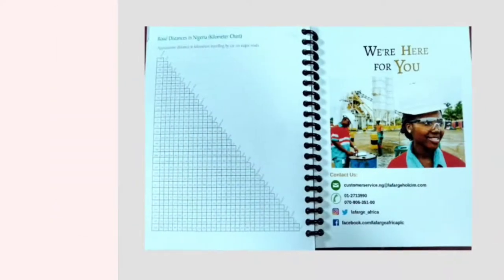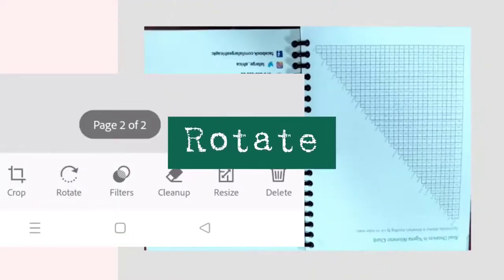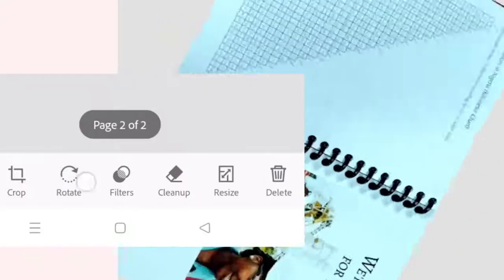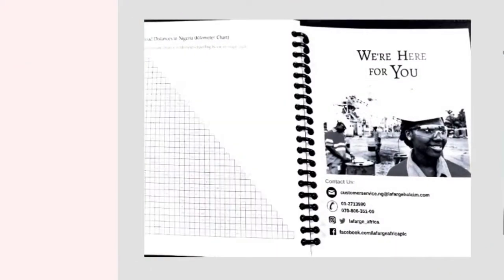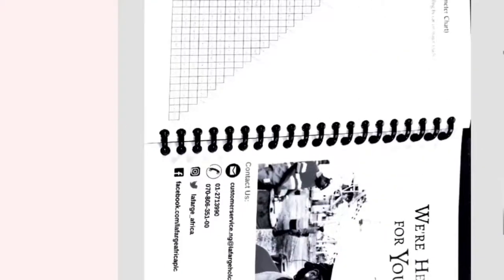Here you navigate to the rotate, and you can easily rotate it if you prefer. It depends on what you want. So that's pretty much about rotating. Now moving on to filter.